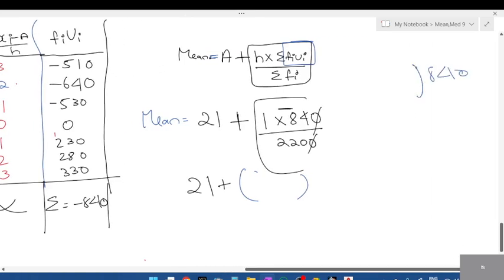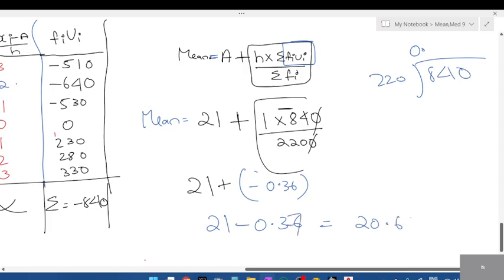See, 840, take it inside, 2200 outside. Okay, 10 and 10 get cancelled like this. So 0 point, add a 0. Solve all this, you should get 0 point, what did we get? 0.36. Minus 0.36. When you open the bracket, 21 minus 0.36, the answer is 20.64. This is the answer.